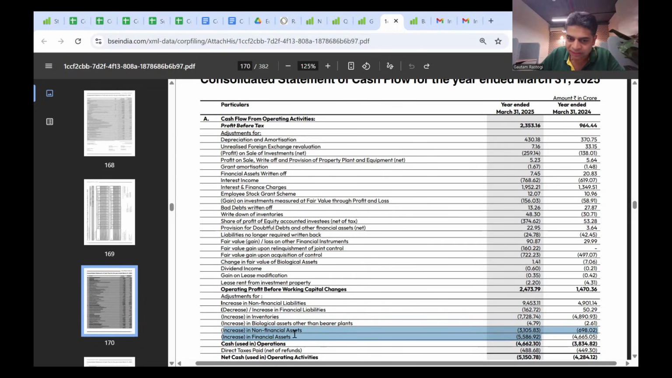You have to scan the balance sheet. Sorry, the balance sheet, and see what these non-financial assets and financial assets are. There would be certain notes in the balance sheet that will tell you more detail about these two line items. Because these two line items, along with inventory, are tying up or blocking your cash, blocking up your capital, this is leading to the business having a negative cash flow from operations.